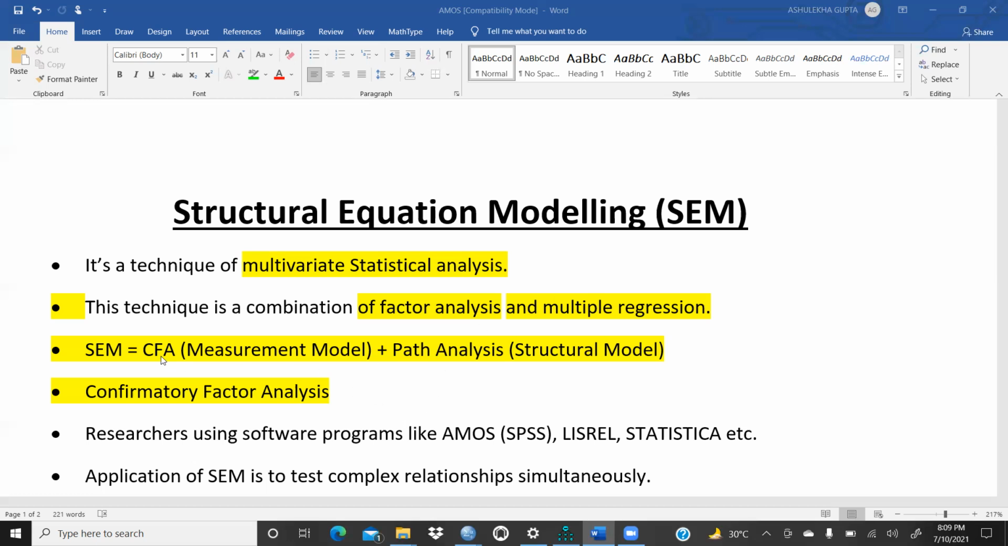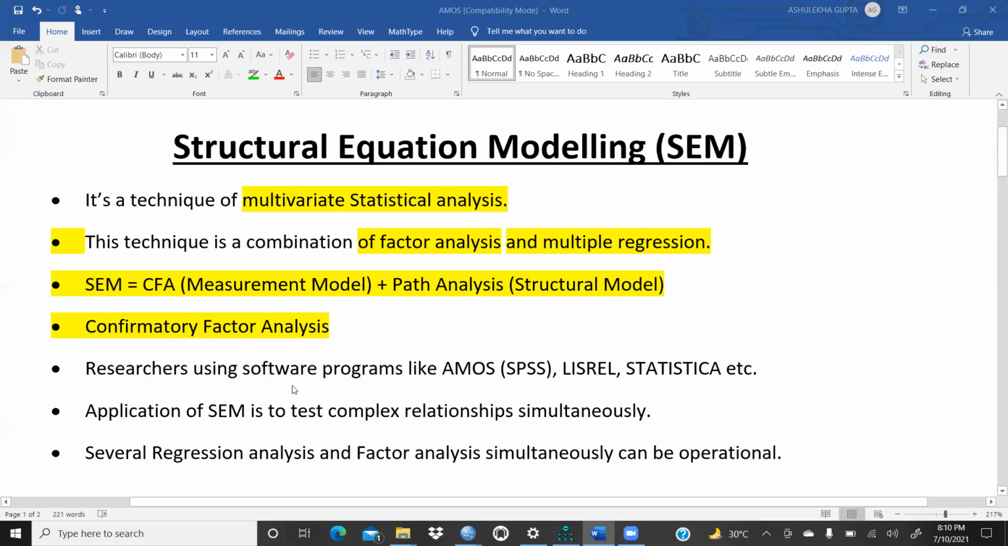So SEM is CFA and path analysis. SEM is a combination of CFA. CFA stands for confirmatory factor analysis. And the factor analysis video I had uploaded is EFA, right? So CFA is the measurement model and path analysis means the structural model. Later on, we will understand this when we do these cases.